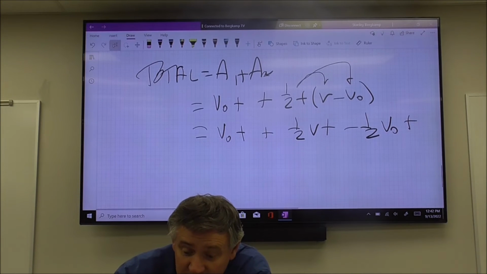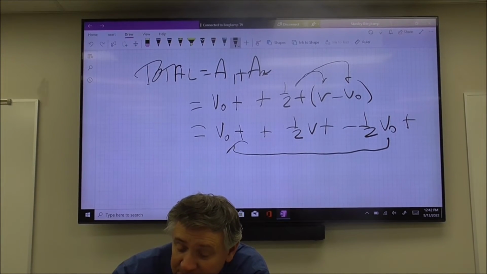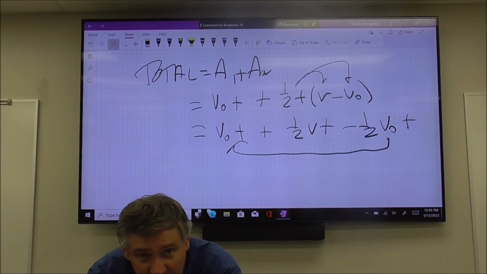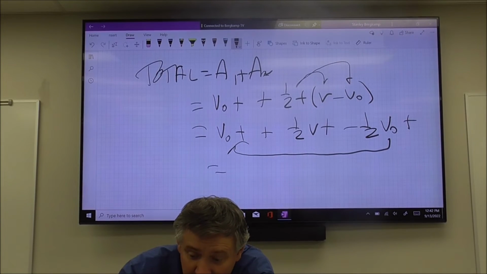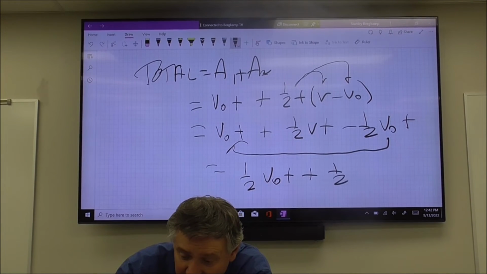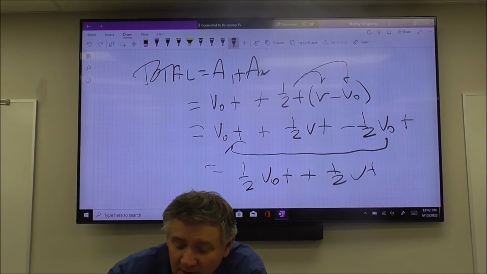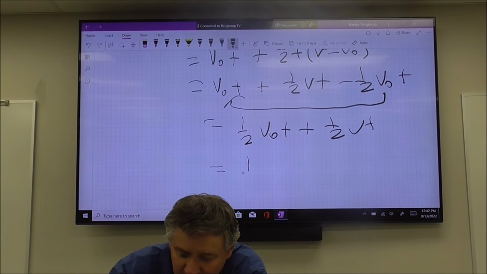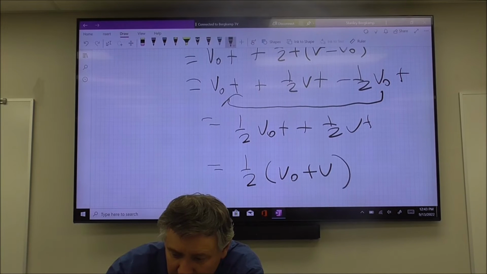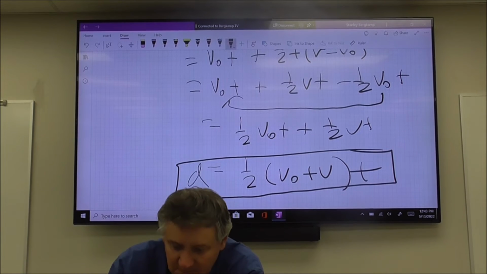V naught T. So if I take V naught, 2V naught or 2V naught? That is the question. So if I take my V naught and add that to negative 1/2 V naught, I get 1/2 V naught T plus 1/2 VT. Beautiful. Now, we're going to do a little factoring out. We're going to write this as 1/2 V naught plus V times time. Okay? So that's going to get me some displacement.